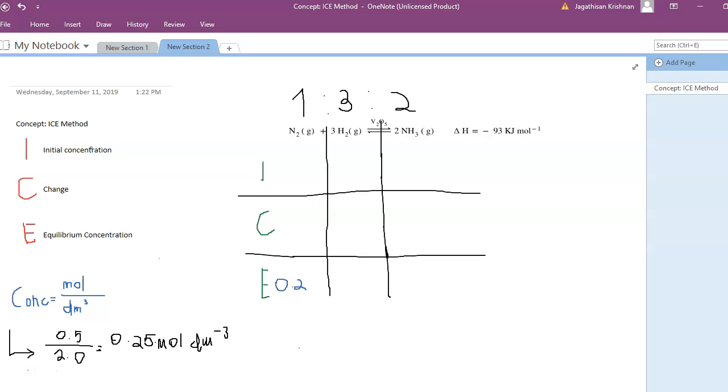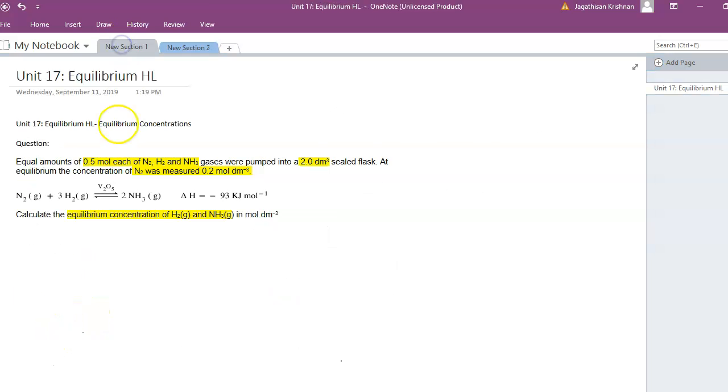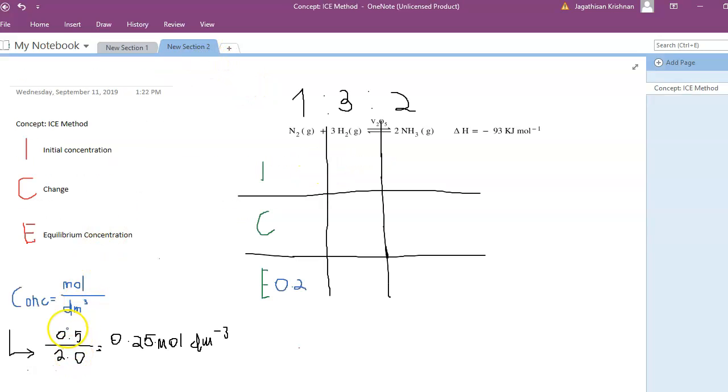So this is the concept we need to remember. I means the initial concentration, C stands for change, and E stands for equilibrium concentration. So in this case, we're looking for the equilibrium concentration. So first, let's find the initial concentration. This is given to us in the question. In order to get the concentration, we can use this formula, moles over decimeter cubed. So in the question, it says that there are 0.5 moles in 2 decimeter cubed. So we take 0.5 moles divided by 2, and we get 0.25 moles per decimeter cubed. So let's fill that into the table.